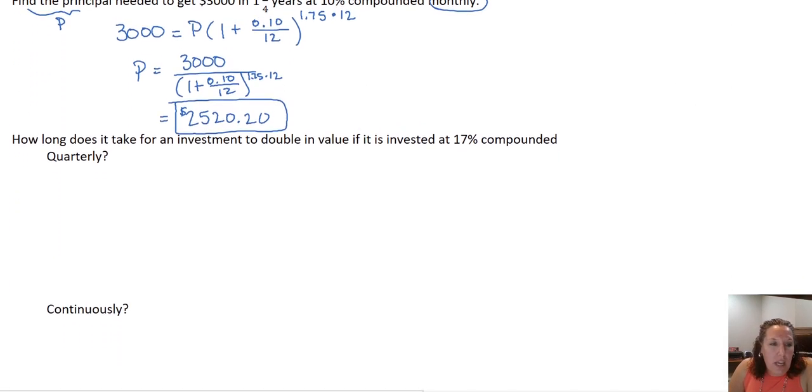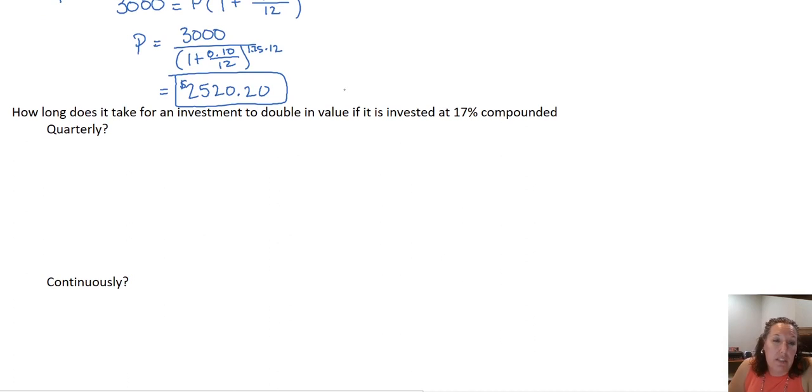All right, our next example: how long does it take for an investment to double in value if it is invested at 17% compounded quarterly? So how long means that we're going to be looking for t. Here, on this first part at least, we are compounding it quarterly, and so that means that n is going to be equal to 4. So we're going to use the formula A equals P times (1 plus r over n) to the nt.